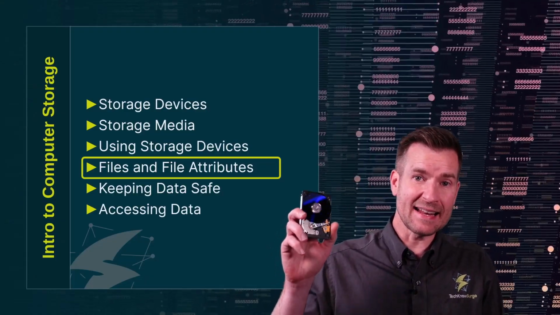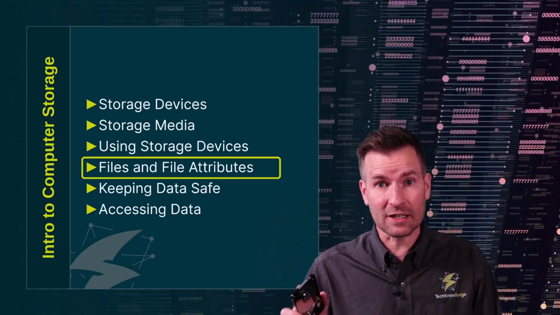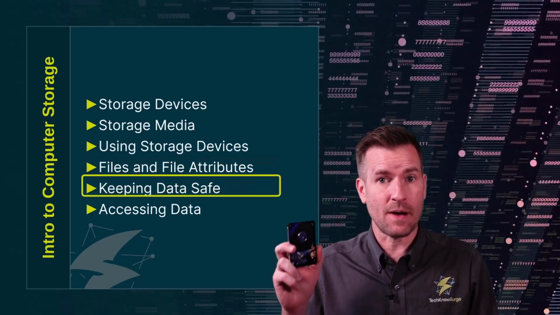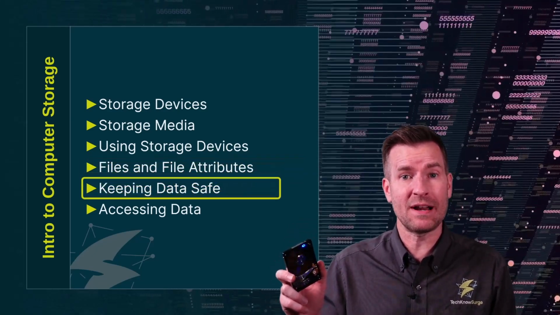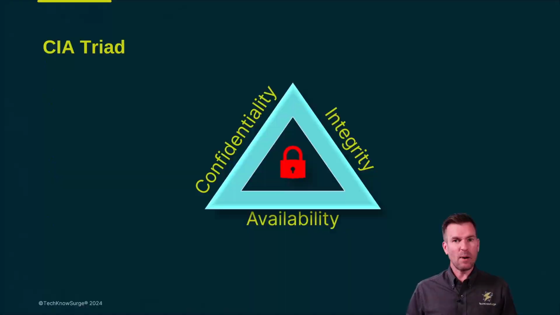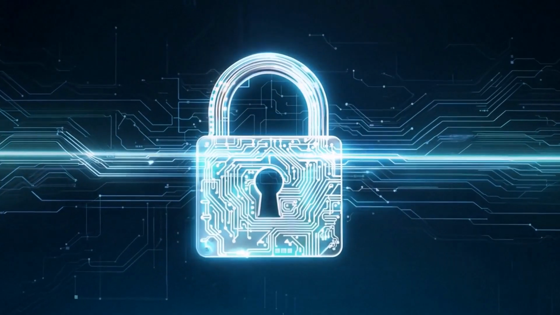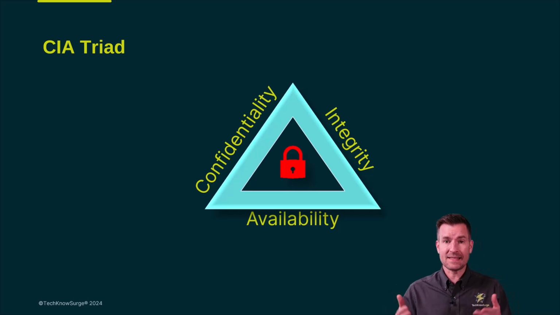And we'll get into things like extensions and how your computer knows what program to use to open up a file. Keeping data safe has become very critical in today's age. So then we're going to get into how we keep our data safe and how your operating system keeps your data safe. But what is safety anyways? So then we're going to get into the CIA triad and talk about how your computer keeps things confidential, keeps integrity, and keeps things available.